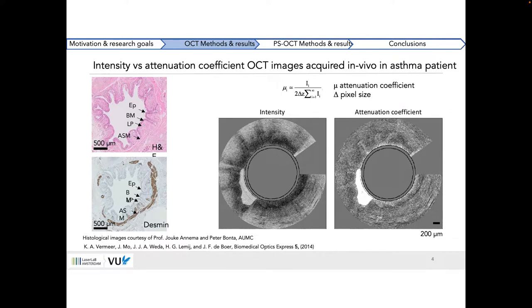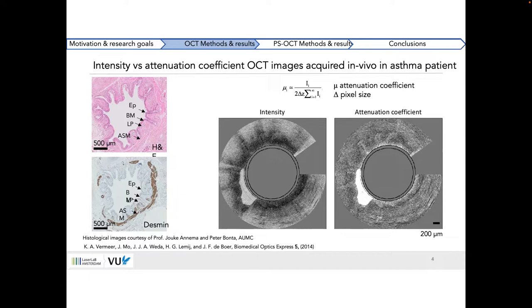So then we go to the images that we acquire. This is your standard intensity OCT image in the lumen. I told you we convert that to an attenuation coefficient. This is a particular algorithm, I won't go into details. But I hope that when I start this movie, you appreciate the difference between these two. Let me point out what you should look for.